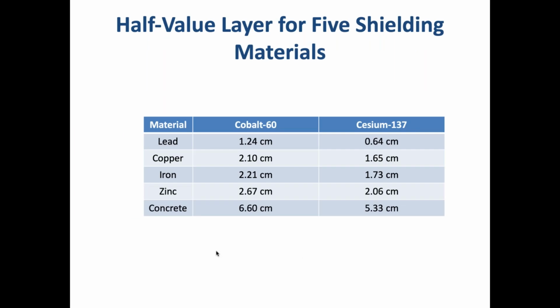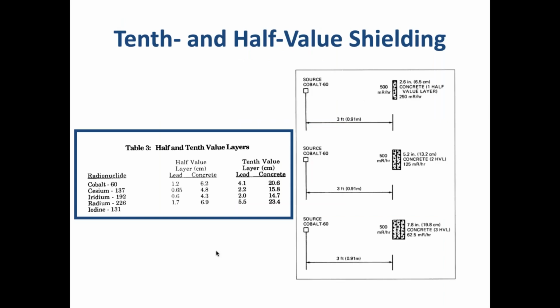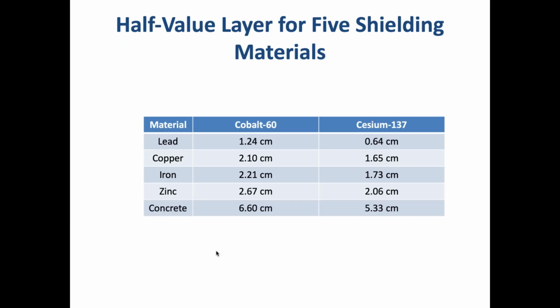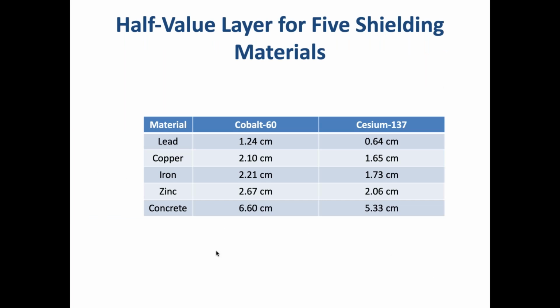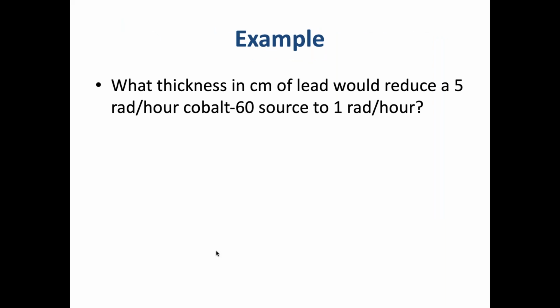Okay, this half value layer table lists shielding materials: lead, copper. Oh, I see. On this one, we just said lead. We had lead and concrete on this one. This gives you some extra materials to work with. And what do we say? 1.2. It's not that different. 1.2 versus 1.24. If you were rounding down 1.24, what would you round it down to? 1.2. So the tables are the same, basically. This one just gives you an extra digit.